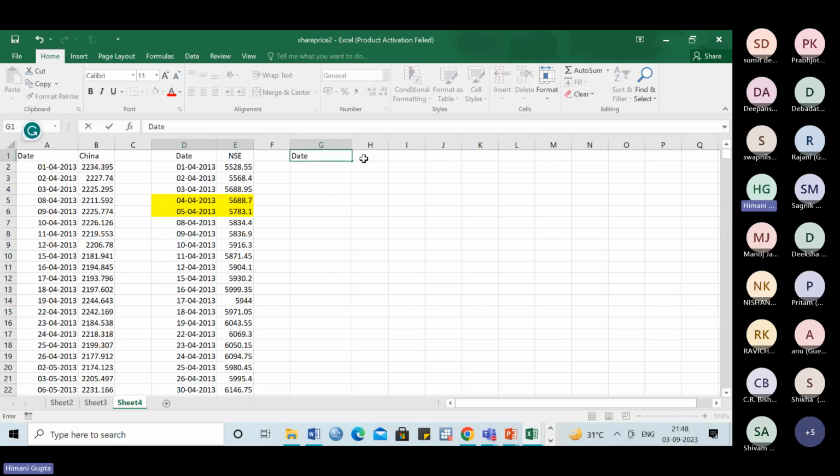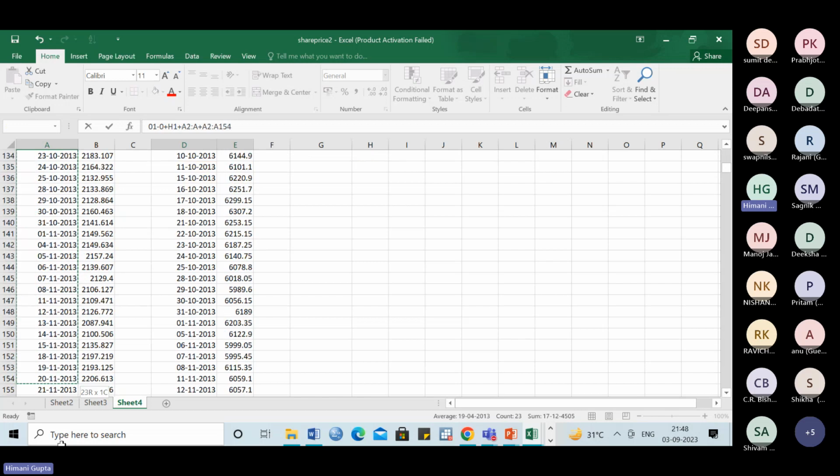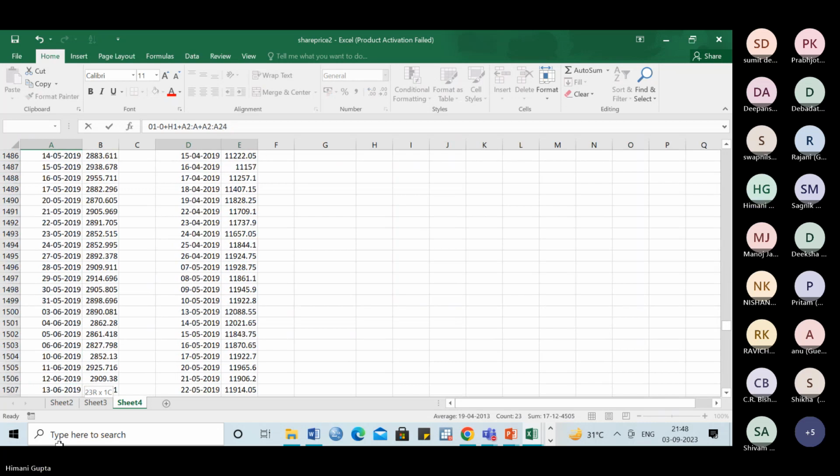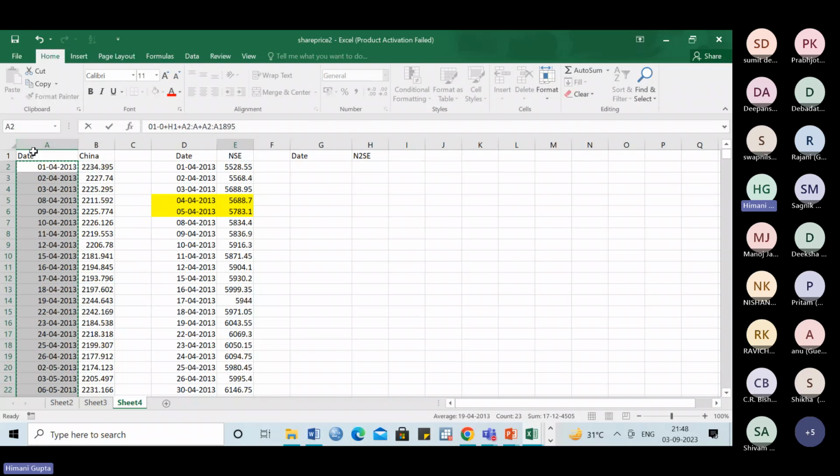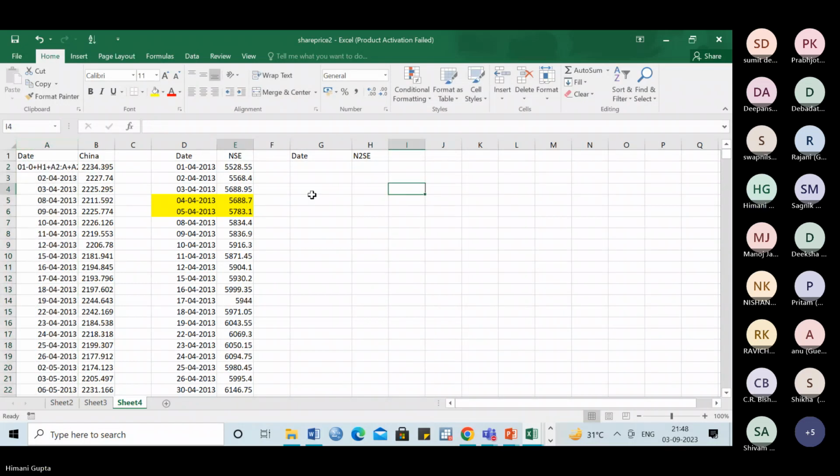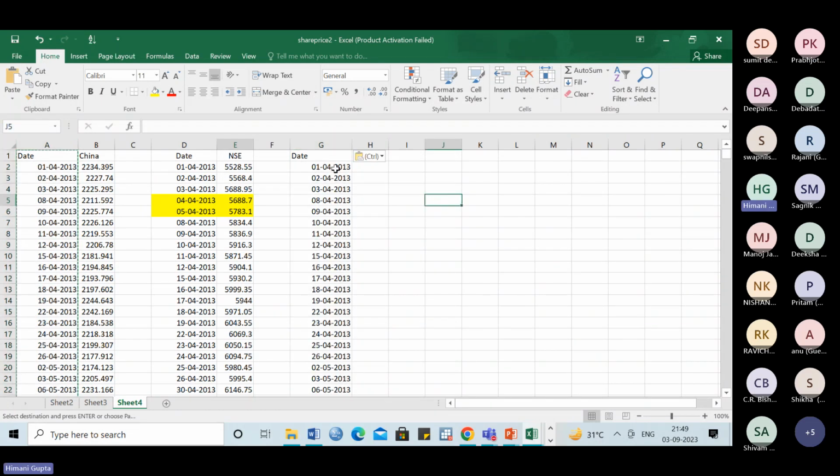Now, just make one column for date and over here your NSC. What I'm doing is matching with China, because China is having fewer observations. I'll match the dates of China, because I cannot match the dates of India, as India is having more observations. So let's go with the China one. Let me just copy this. Okay, now I have copied and pasted.